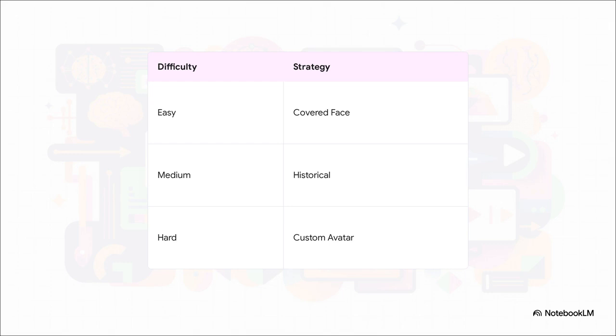The general rule of thumb is this: the less spatial variation the AI has to interpret, the better your consistency is going to be. The easy tier relies on a covered face. I mean, if your character is a beekeeper or a stormtrooper, the AI really can't mess up their eyes or nose, right? The medium tier is using a well-documented historical figure, like Abraham Lincoln. The AI has been trained on thousands of images of him, so it knows exactly what he looks like. But the hard, or pro tier, is where true filmmaking happens.